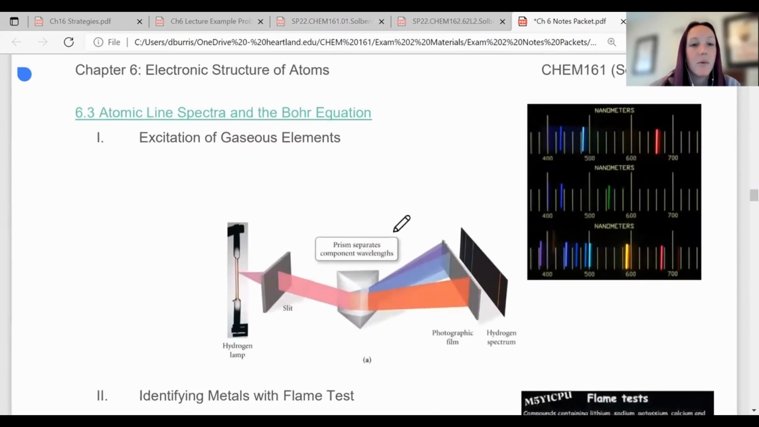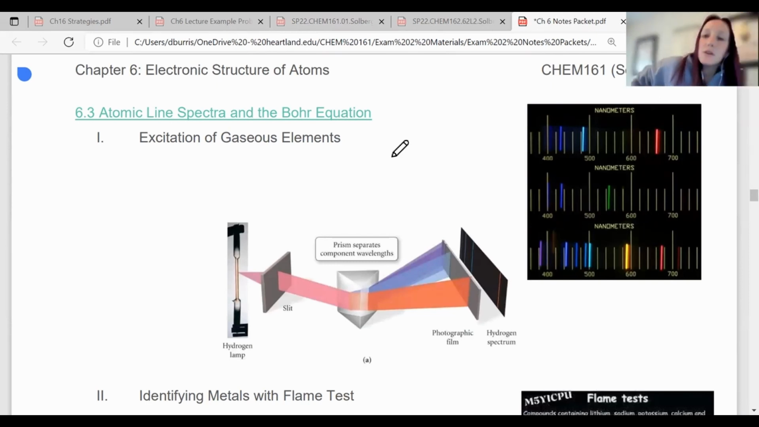Okay, page 5, we're going to start talking about how this actually applies to electrons. So we've been talking about light and waves. We're going to talk about electrons. We're going to kind of put everything together. Okay, so I've got 6.3, the atomic line spectra and the Bohr equation.